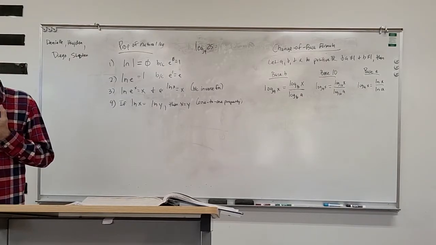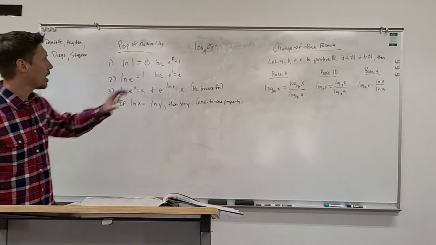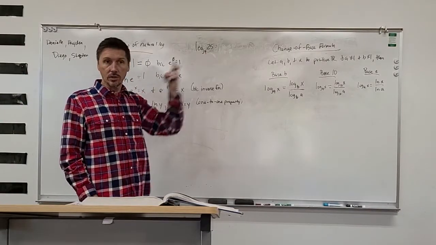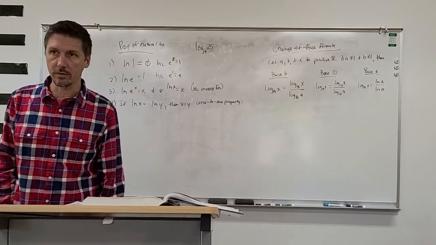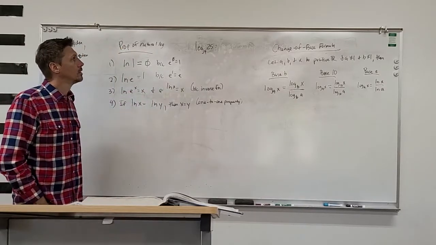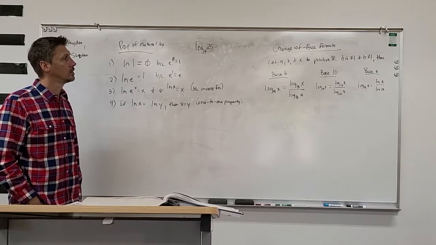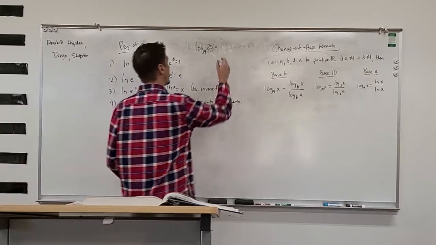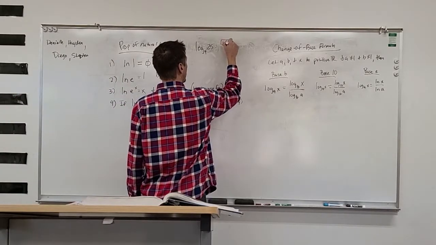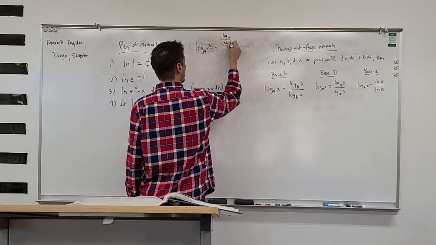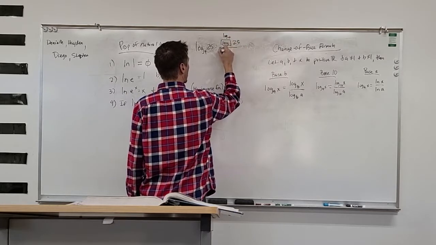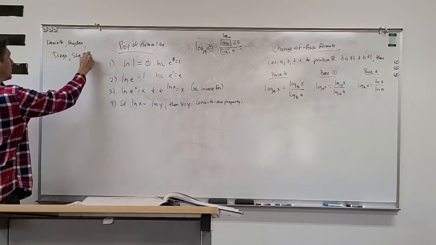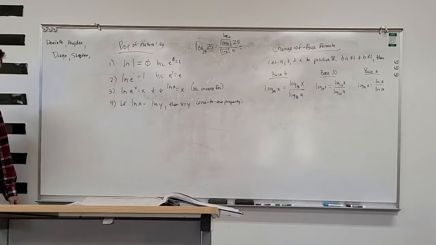If I ask you to find the log base 4 of 25, give me the decimal answer, you've got two options for punching that in on your calculator. How would you do it? Log 25 over log 4. That's right. You just hit your log button, which is log base 10: log 25 over log 4. That's exactly right.